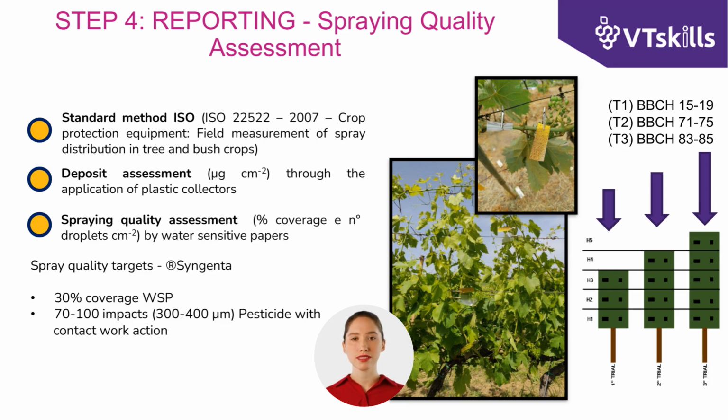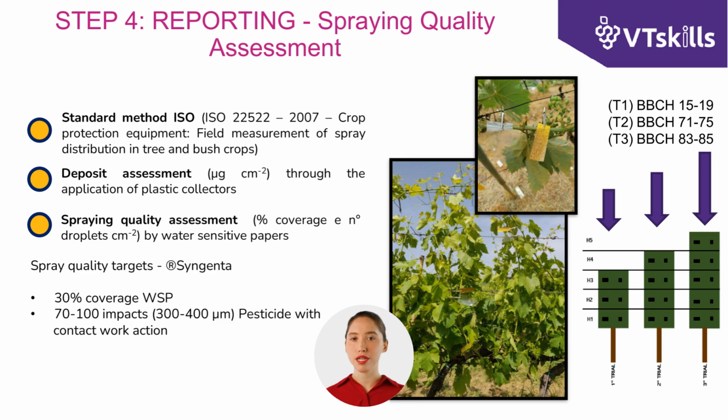Coverage, expressed as a percentage, indicates the pesticide surface area. Deposition means the amount of micrograms of pesticide per square centimeter of leaf. Water-sensitive paper, WSP, yellow sheets that turn blue or green when in contact with drops of water or pesticide mixture, is sufficient at the operational level.